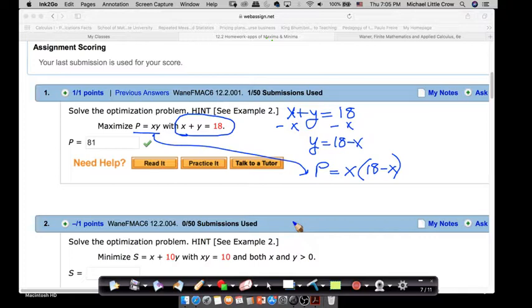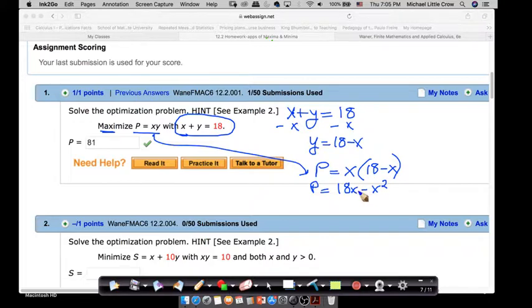Yes, we could, but who wants to do that, right? There's an easier way. We could multiply it out and then we don't have to use the product rule. So what I would do is take P equals, distribute through, and you get 18x minus x squared. Since we want to maximize, we're looking for a place where we get either a maximum or a minimum. And hopefully you're looking at this as a quadratic with a negative in front of it, so it's going to open downwards.